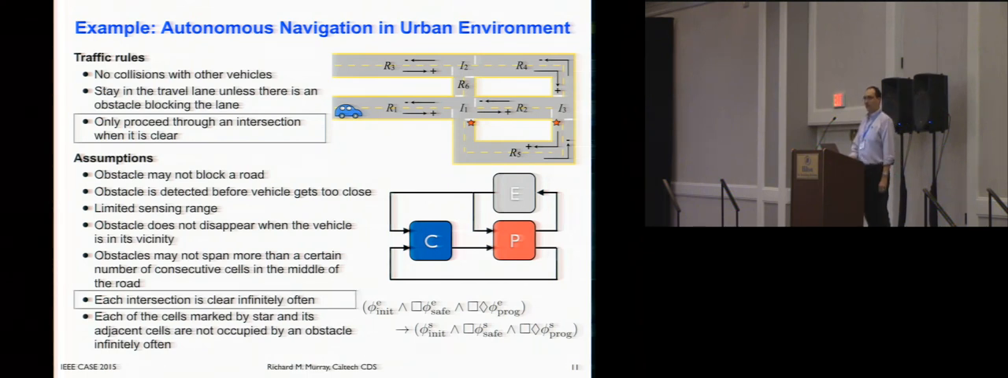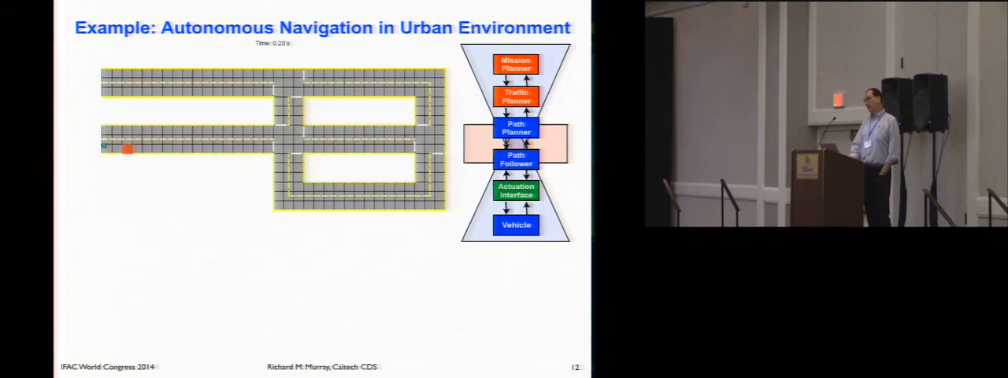intersections are clear infinitely often. If somebody sits in an intersection forever, and I can't go into the intersection because I can't run into them and violate another spec, I'm not going to be able to make it through an intersection. Okay, so you can get the flavor of these sorts of things, but all of this fits in a GR1 specification, and so we can actually synthesize this.